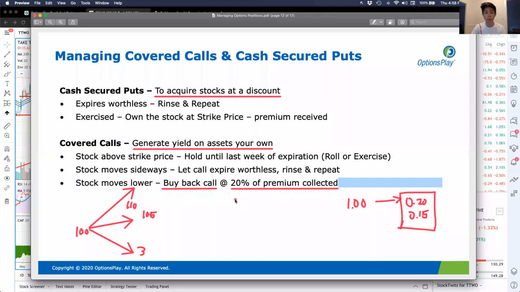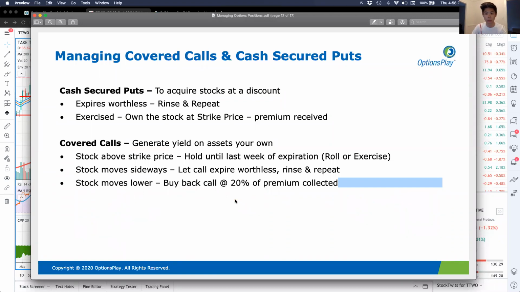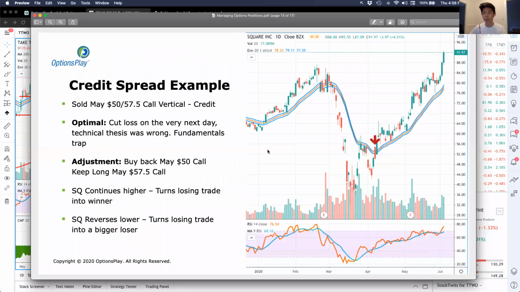So if that makes sense to everyone, please type 8 into the chat window. Wow, everyone's really on top of their game in terms of 8s, in terms of answering.